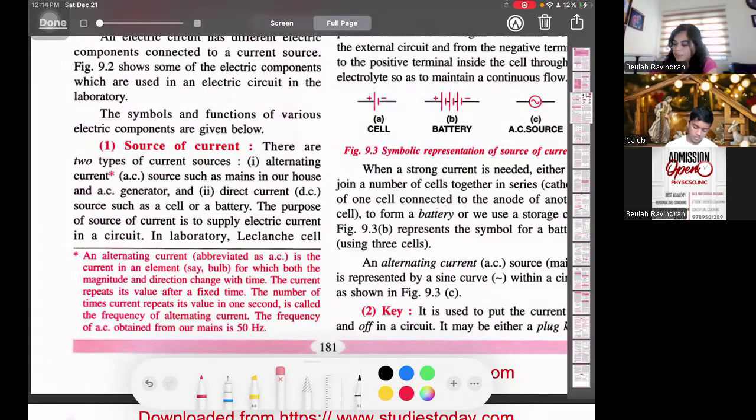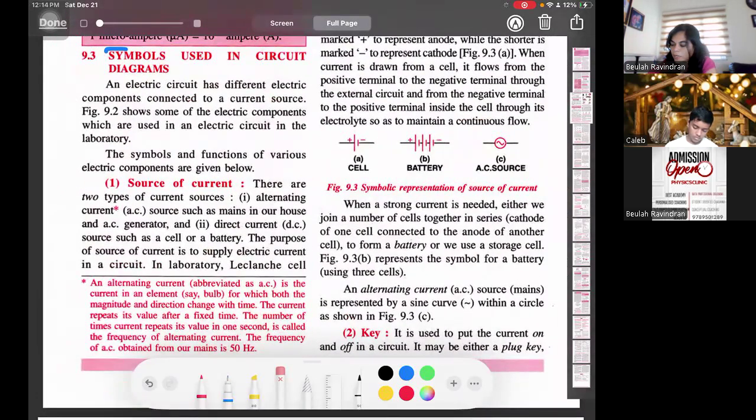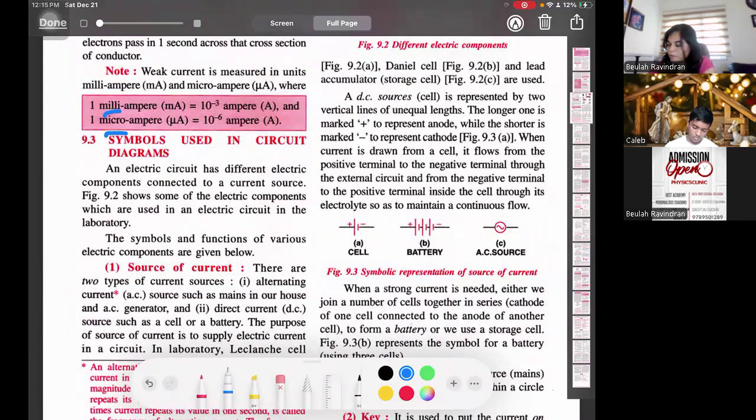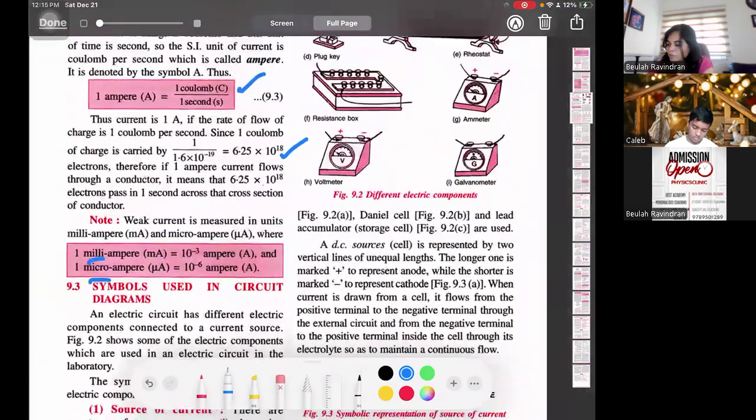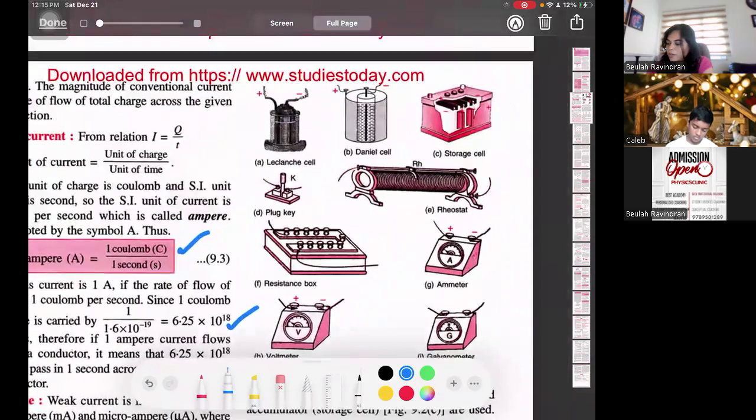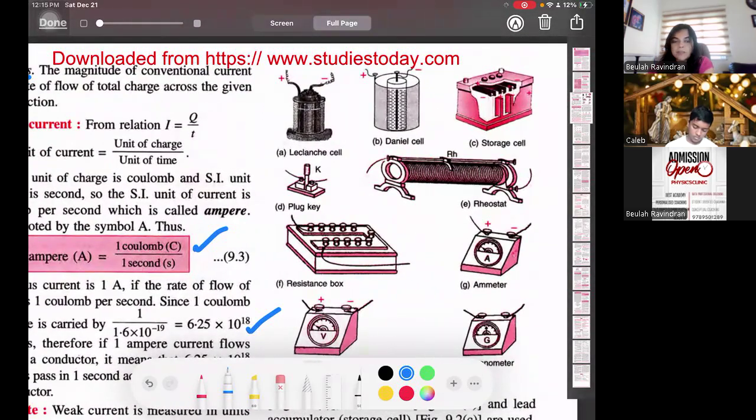You can go through it. Then there is the AC generator. Direct current, everything is given. Just go through it. So what I explained is all given. So these are all the symbols. You can go through the symbols.